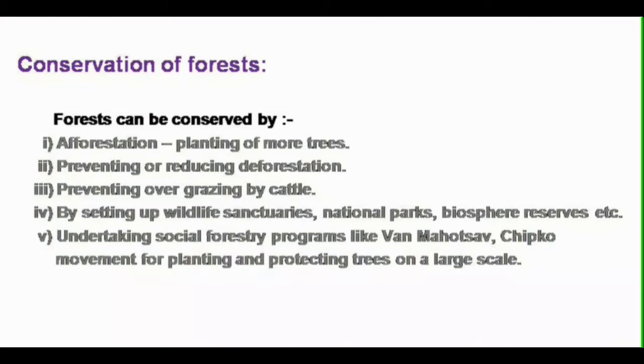Now, we are supposed to conserve our forest. How can this be done? It can be done with the help of afforestation, that is planting of more trees, preventing or reducing deforestation, and preventing overgrazing by cattle, by setting up wildlife sanctuaries, national parks, biosphere reserves, and so on, undertaking social forestry programs like Van Mahotsav and the Chipko movement for planting and protecting trees on a large scale.